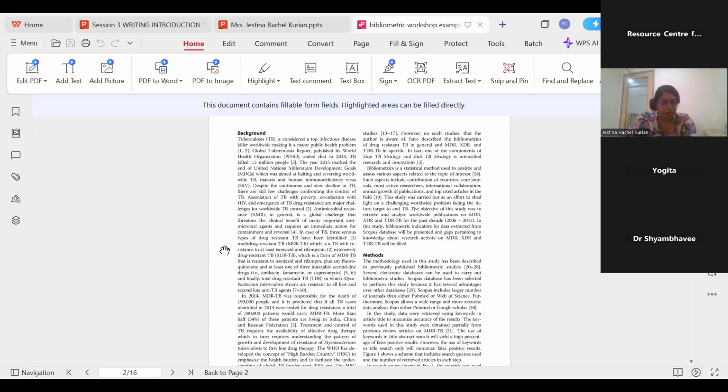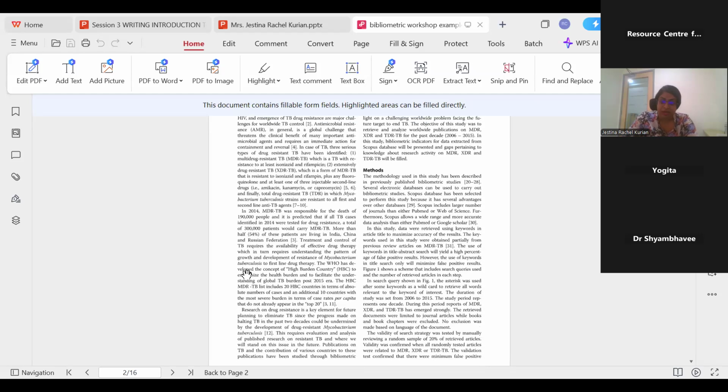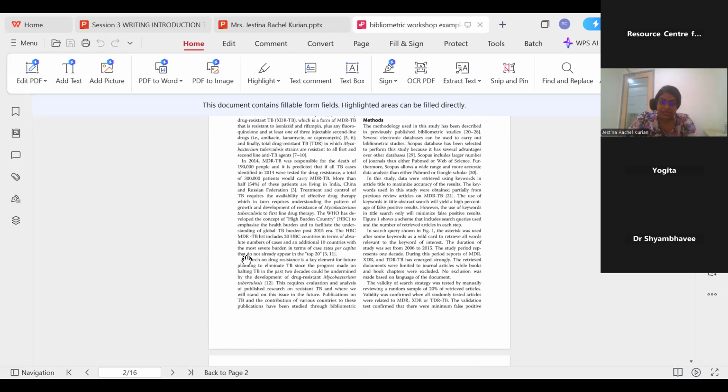Can you feel? I hope you can understand what I mean by logical thread. By the third paragraph, they're saying research on drug-resistant TB is a key element for future planning to eliminate TB, since the progress made on halting TB in the past 2 decades could be undermined by development of drug-resistant mycobacterium. This clearly makes the field of research the center of this manuscript, rather than tuberculosis.